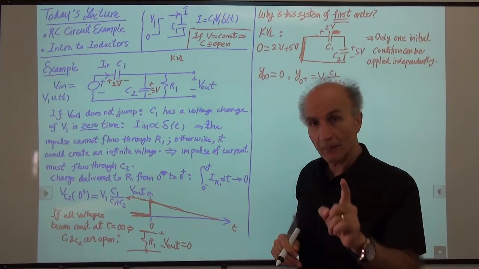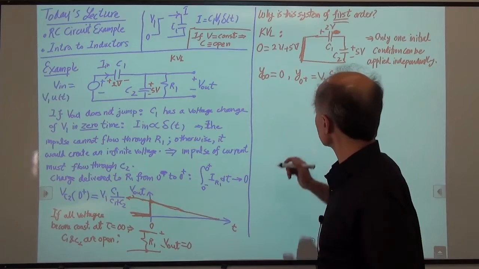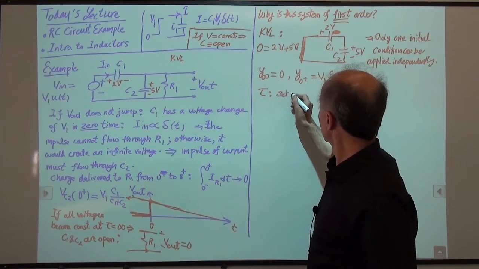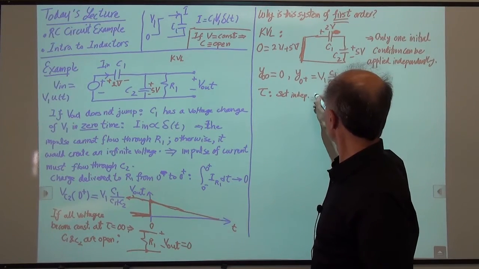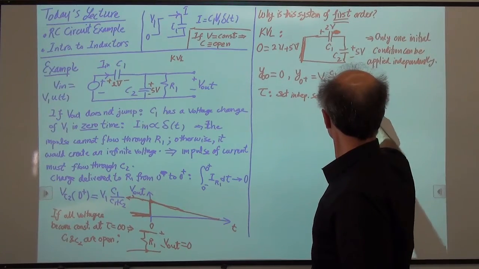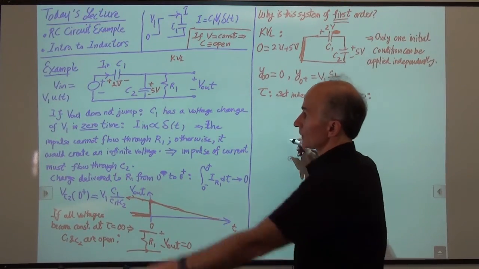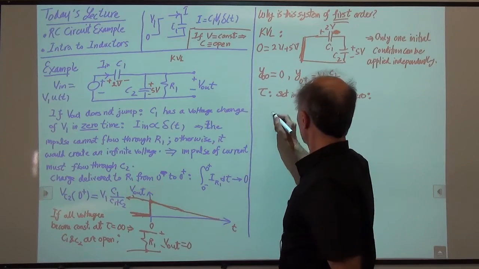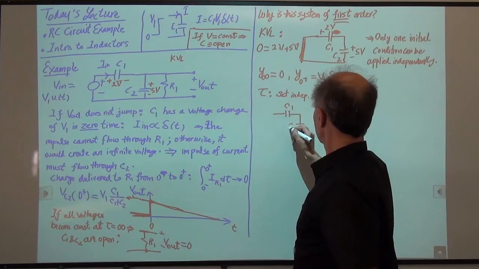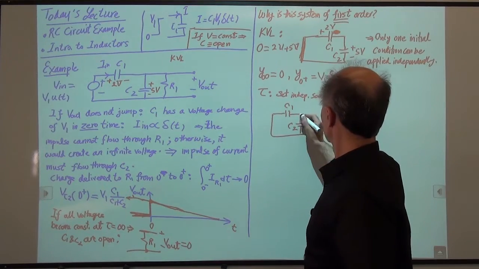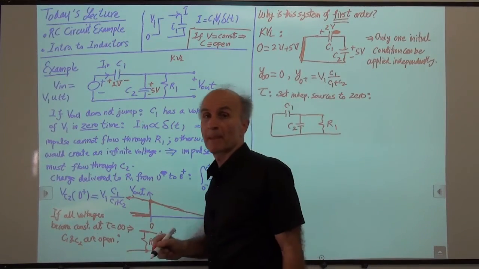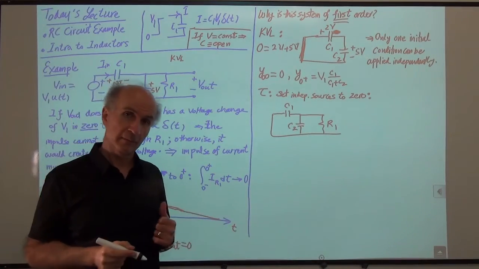First, we set the independent sources to 0. So, tau. Set independent sources to 0. Okay, so you set this to 0. What do we get? We have C1, C2, R1, right? Can I find the time constant of the circuit?